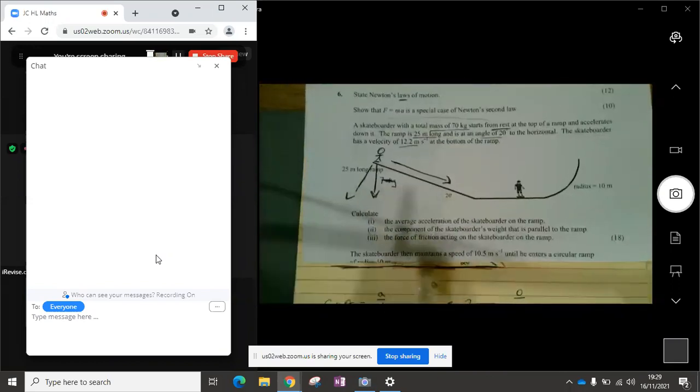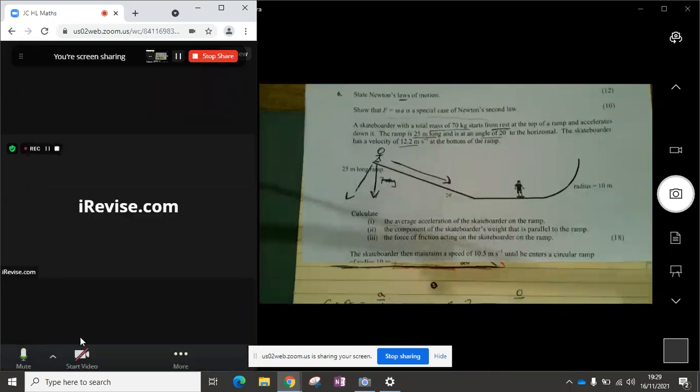Okay, now the next part of the question states, what is the force of friction acting on the skateboarder on the ramp? So the force of friction acting on the skateboarder while he's on the ramp. Now I'm just going to check, make sure there's no questions come in.